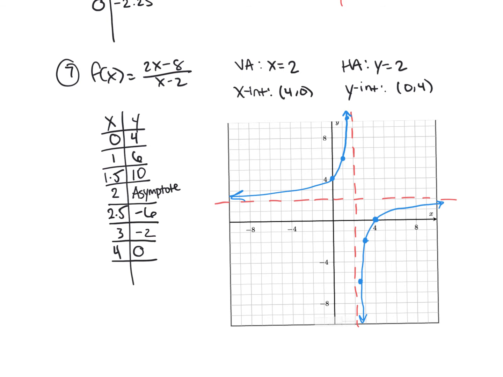That was graphing polynomial rational functions part 1. In part 2, we'll look at more difficult equations, as well as talk about holes. So see if you remember what those are about.